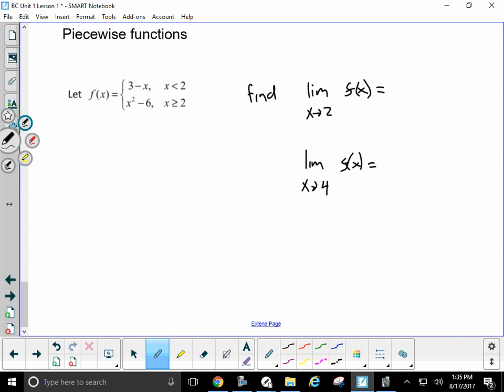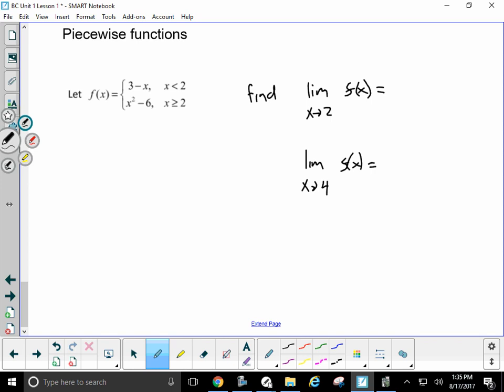There is one other type of function, and a lot of times people get confused with piecewise functions and limits. But let's go ahead and tackle this one. So we have this function f of x. We have a domain restriction around 2, where 3 minus x is going to be used when x is less than 2, and x squared minus 6 is going to have all x's greater than or equal to 2. I have 2 questions. What is the limit as x approaches 2, and what is the limit as x approaches 4?